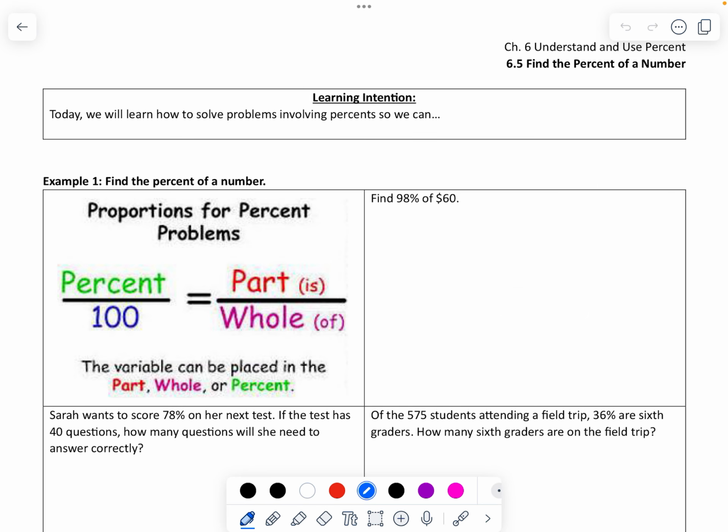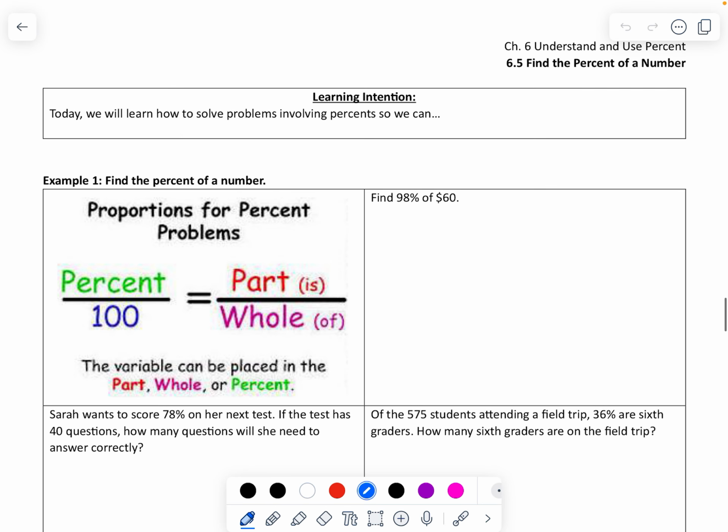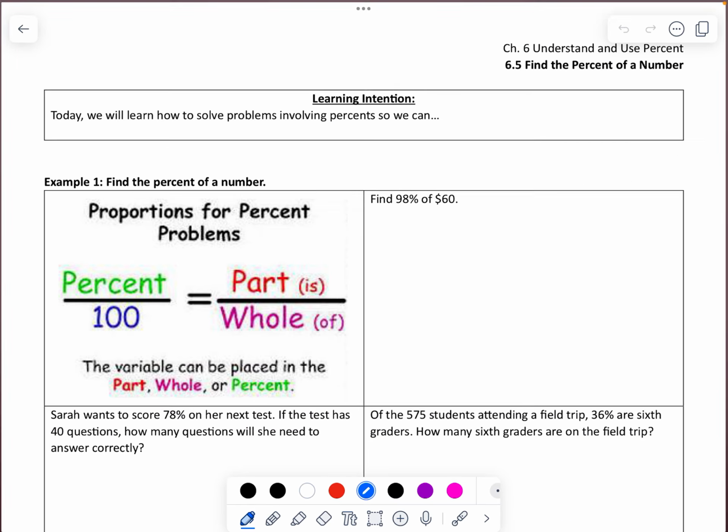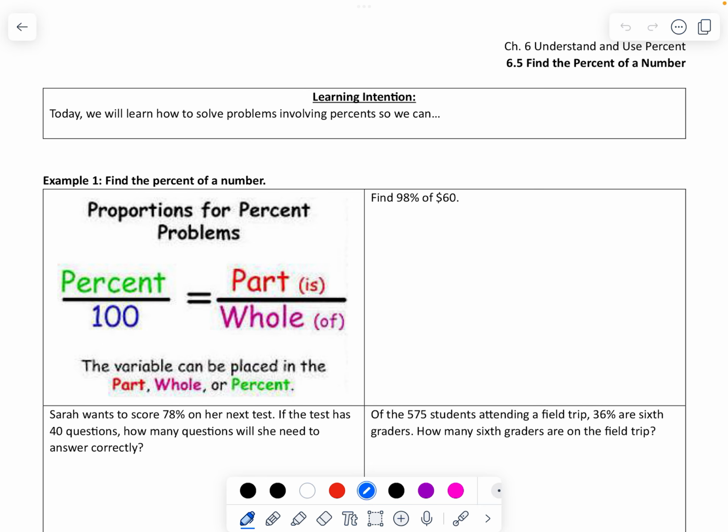All right, today we are going to be going over 6.5. I just want to make sure it's recording. Okay, we're going to be going over 6.5, which is finding the percent of a number.